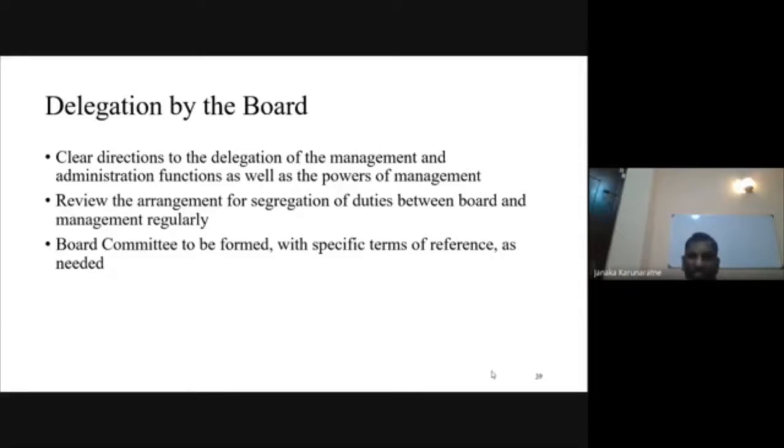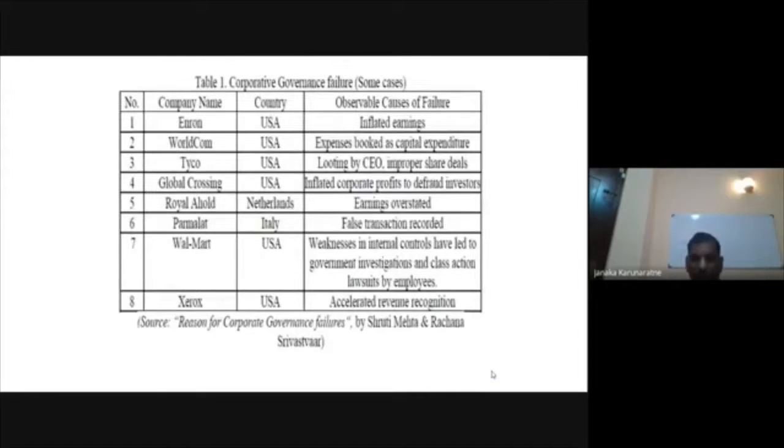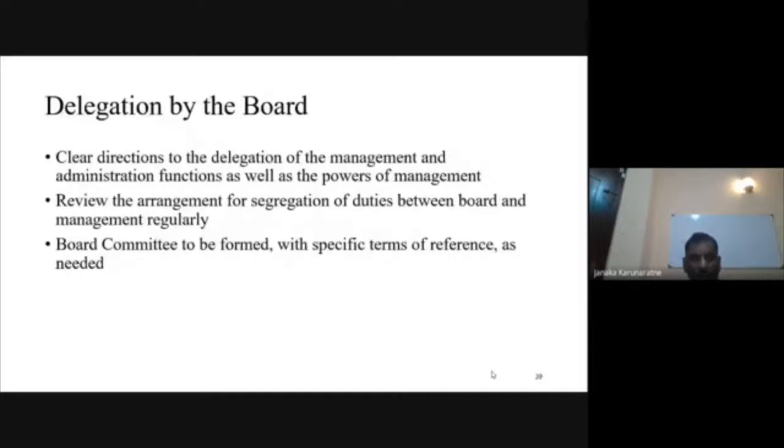Review the arrangement for segregation of duties between board and management regularly. So have a process to review the arrangement for segregation of duties between board and management regularly. And also board committees to be formed with specific terms of reference as needed, to identify the delegation by the board. Okay.